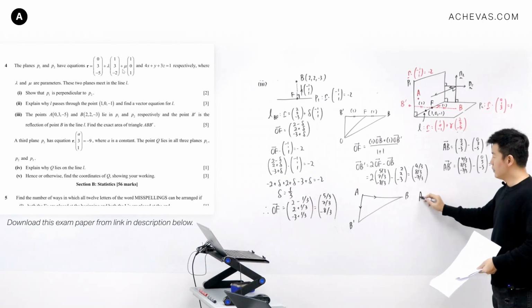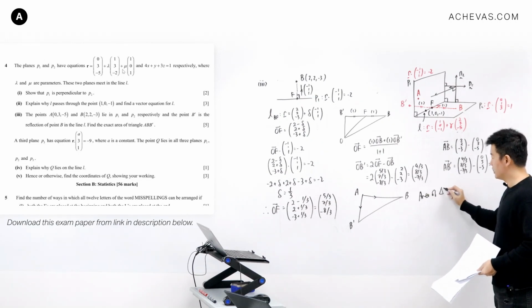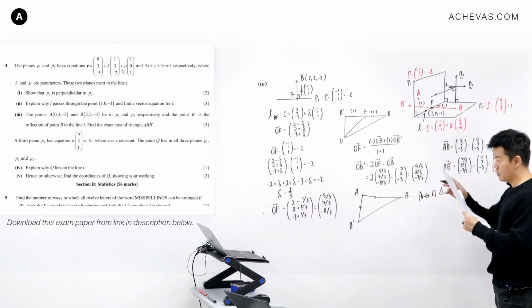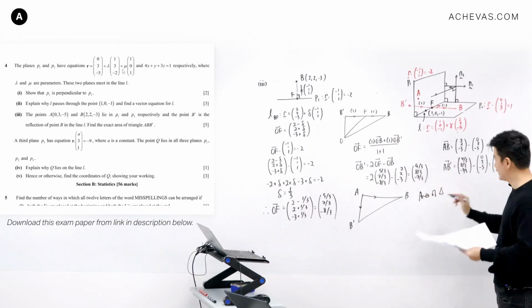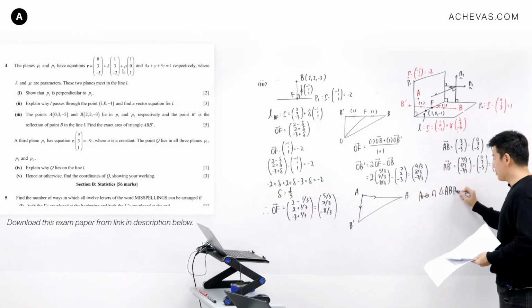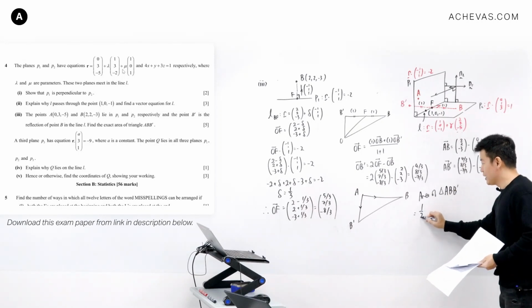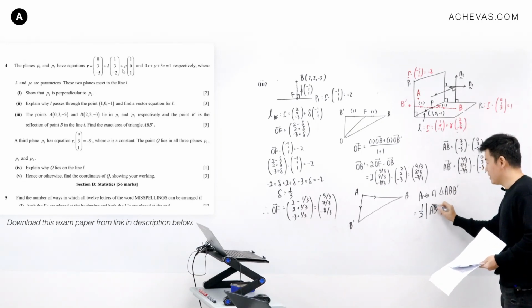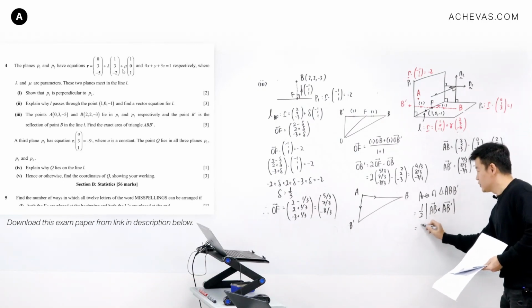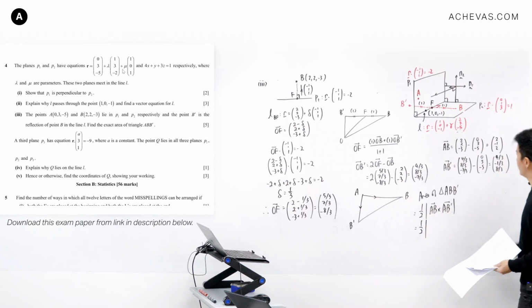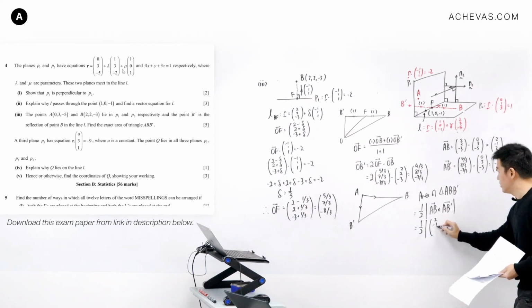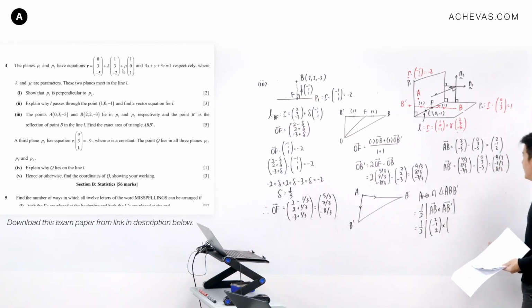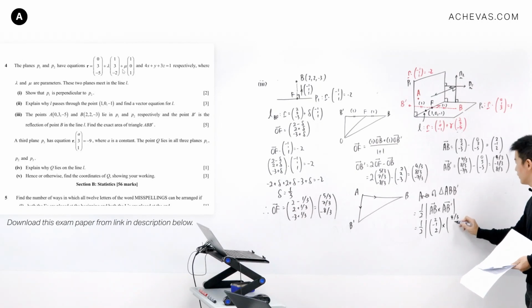And now we can find the area of this triangle. According to how the question names it, it is ABB prime. So the area is going to be half of the modulus of AB cross AB prime. So it's going to be half of the modulus of AB, which is 2, minus 1, 2, cross AB prime, 4 over 3, minus 1 over 3, 8 over 3.